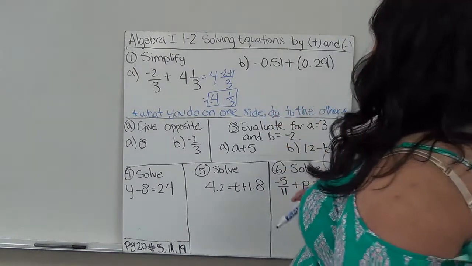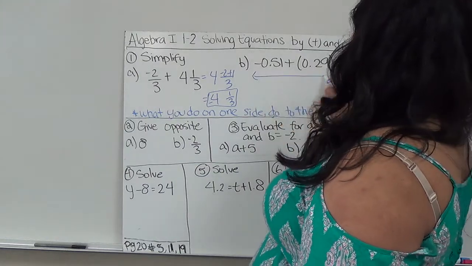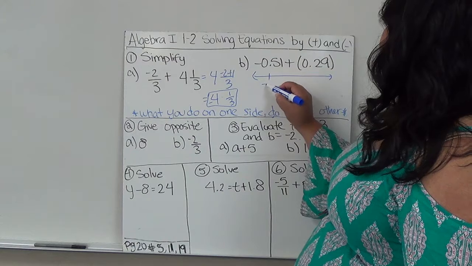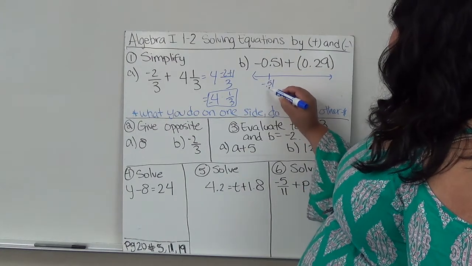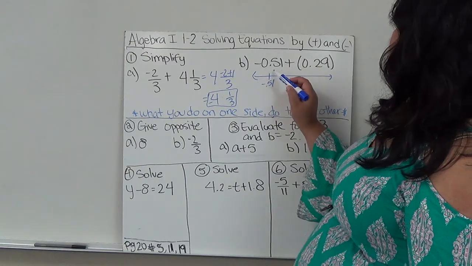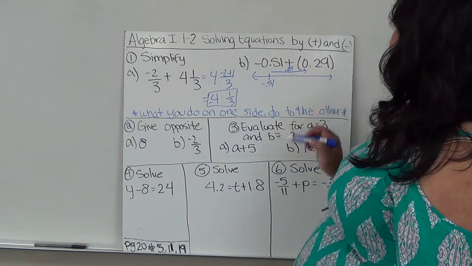This next one is negative 0.51 plus 0.29. So that means on the timeline, this is just a reminder of how we work with negatives. On a timeline, negative 0.51 is here, right? And what this means is I have to go positive 0.29. So I have to go this way, 0.29.